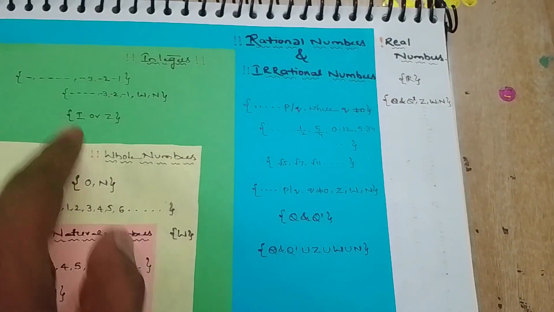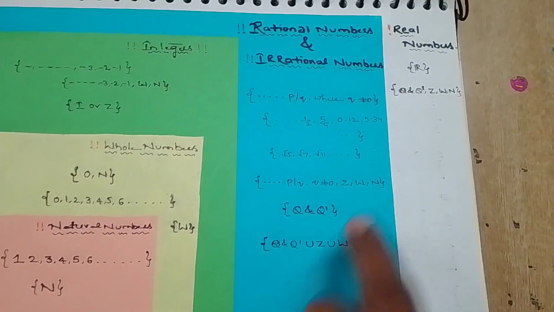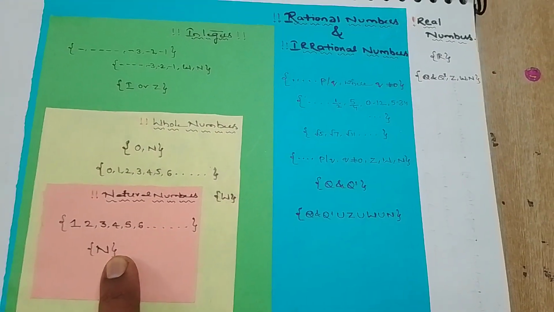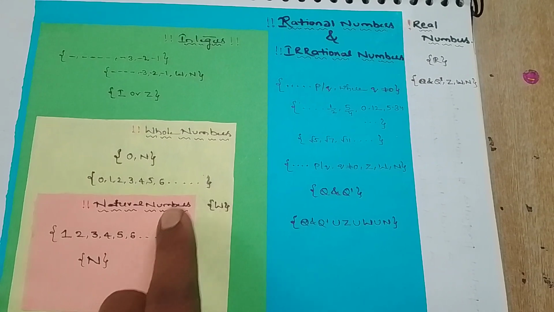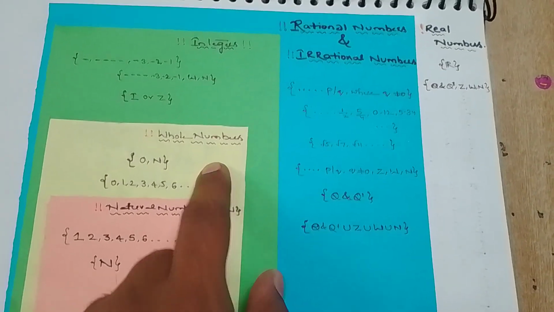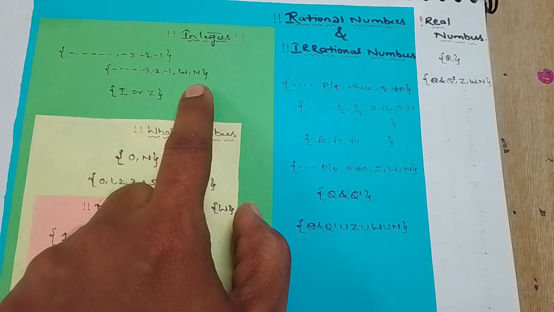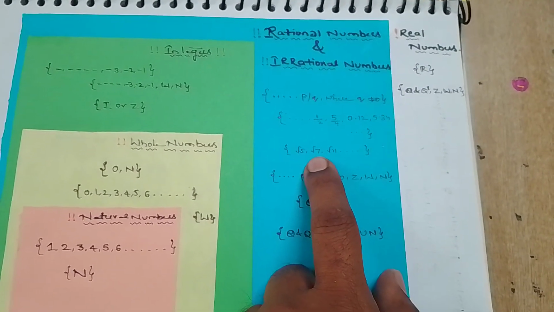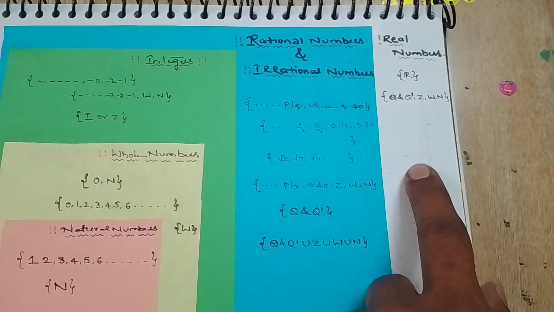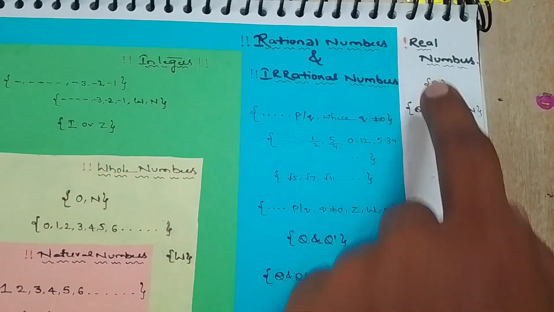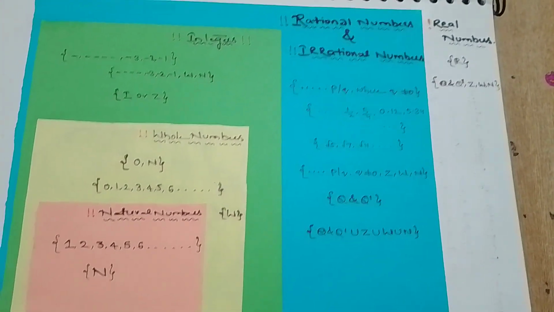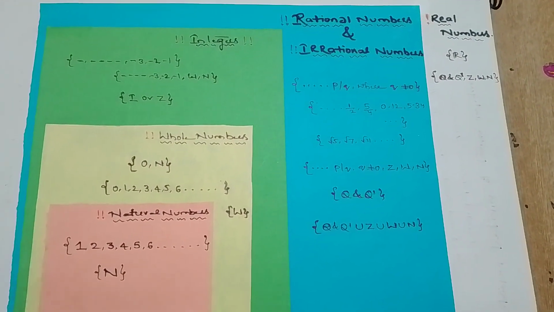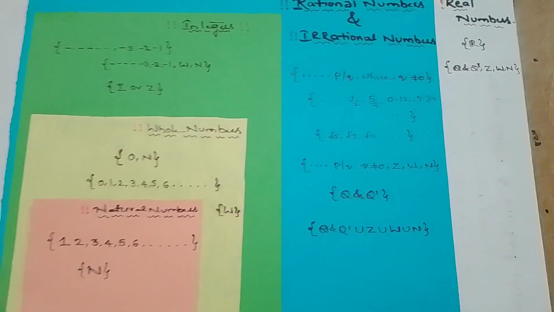Okay, the combination of all these forms real numbers, guys. Natural numbers are a part of whole numbers, which are a part of integers, which are a part of rational and irrational numbers, and rational and irrational numbers are a part of real numbers. So we call real numbers a superset of all the sets, that includes decimal numbers, fractions, root values, all the numbers.